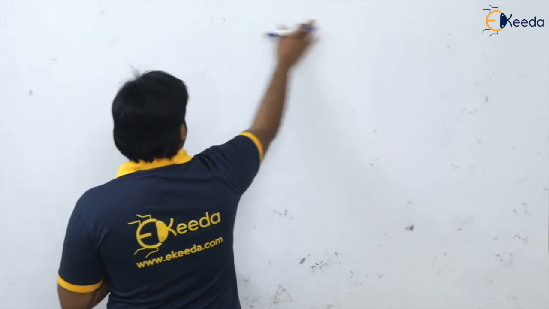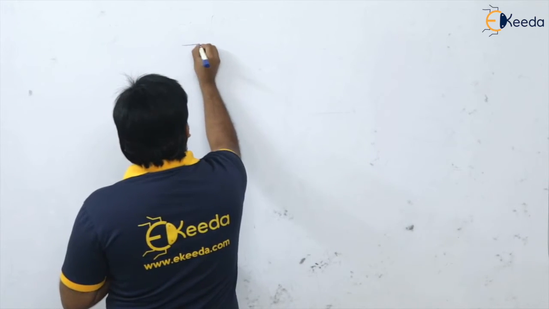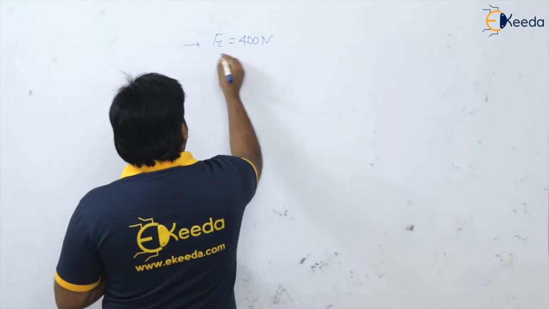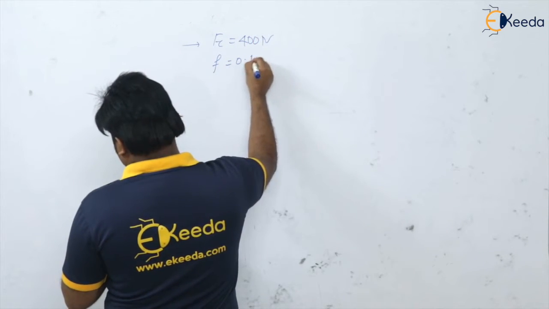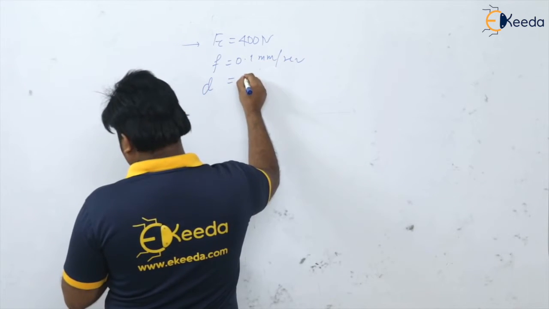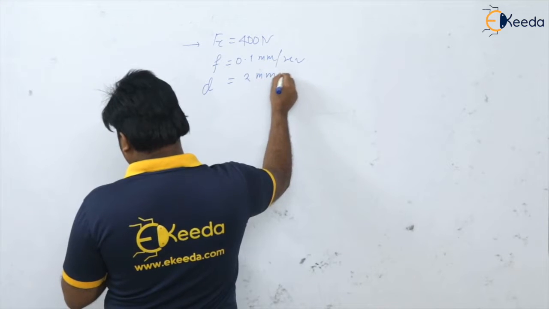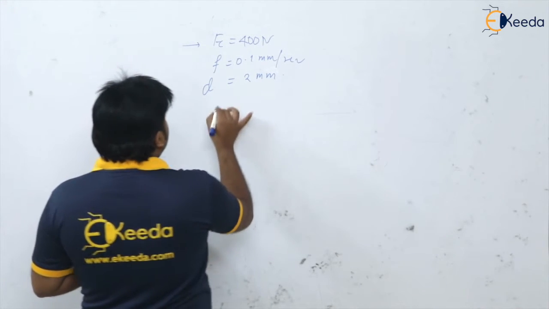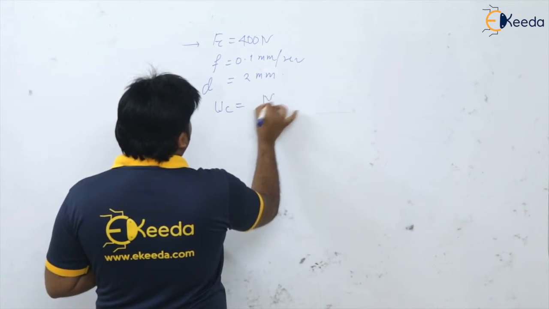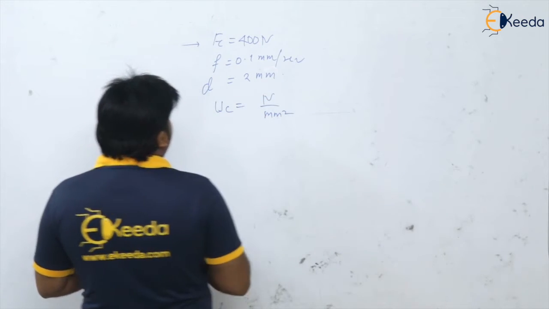So this is the orthogonal turning operation, dear. Then cutting force how much is given? 400 Newton. Feed rate is how much? 0.1 mm per revolution. And depth of cut, what is given? 2 mm. And they are asking the specific cutting pressure, that is UC, in terms of Newton per millimeter square.